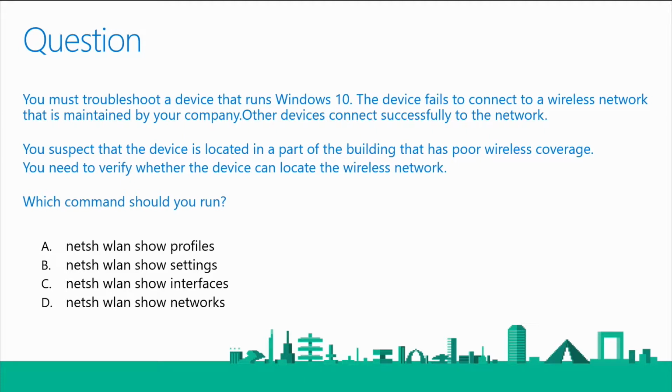This one's to do with wireless. You must troubleshoot a device that runs Windows 10. The device fails to connect to the wireless network that is maintained by your company, but other devices connect successfully to that network. You suspect that the device is located in a part of the building that has poor wireless coverage. You need to verify whether the device can locate the wireless network. So how would we do that from a command line? That's the challenge. Many of us would look at the signal strength in the GUI, but that's not what this question is about. This is saying, what would you type from a diagnostics point of view? How would you see which networks were in range and the signal strength of each of those in turn?